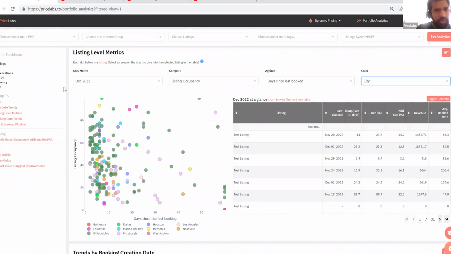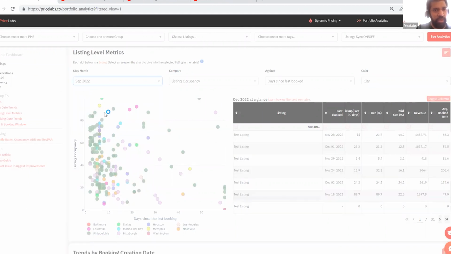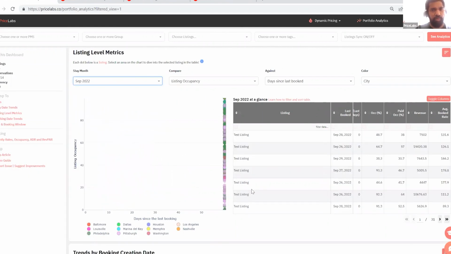Remember, all of this data that we're looking at is by stay month, because we're really trying to understand for that month where I want to optimize. But you can filter by any month to see how those months did for your properties.